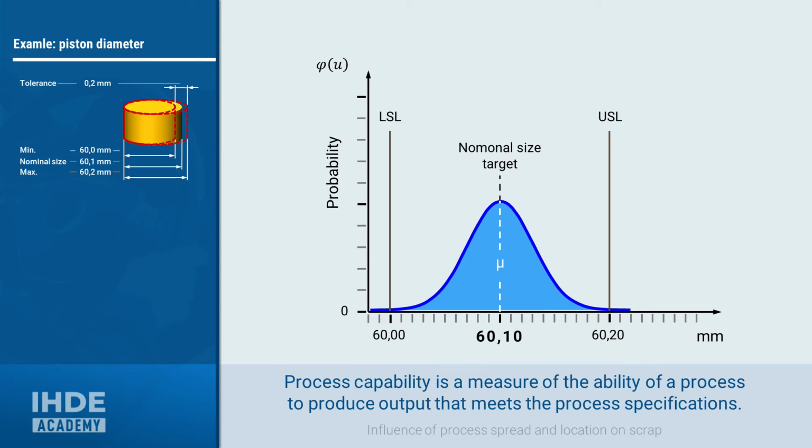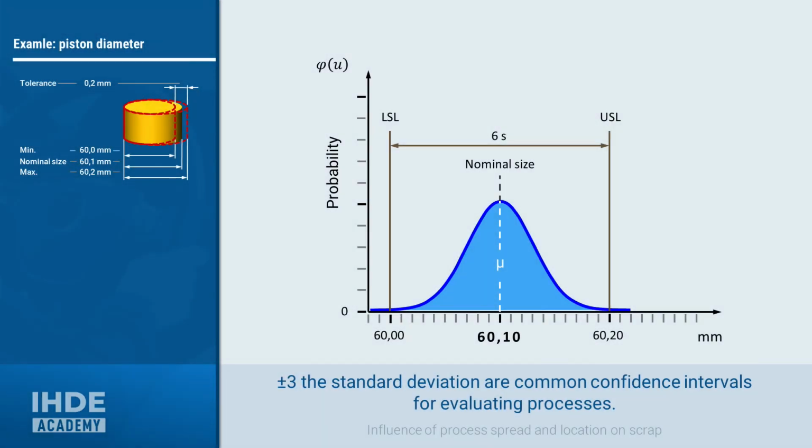The mean, μ, of all measured values corresponds to the target value. This means the process mean is congruent with the target value. While this is desirable, it is seldom the case in practice. From a previous sample production, a standard deviation of 0.033 mm was calculated. So 3 times the standard deviation is 0.1 mm. This means that 6 times the standard deviation happens to be the width of the tolerance.